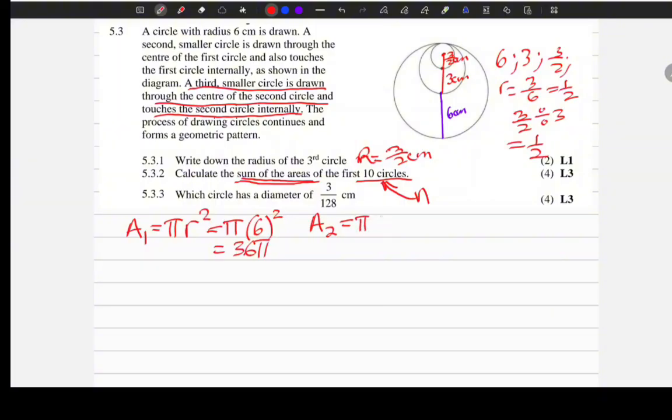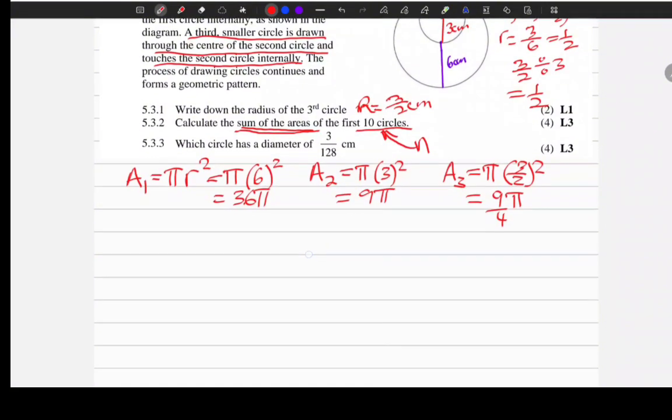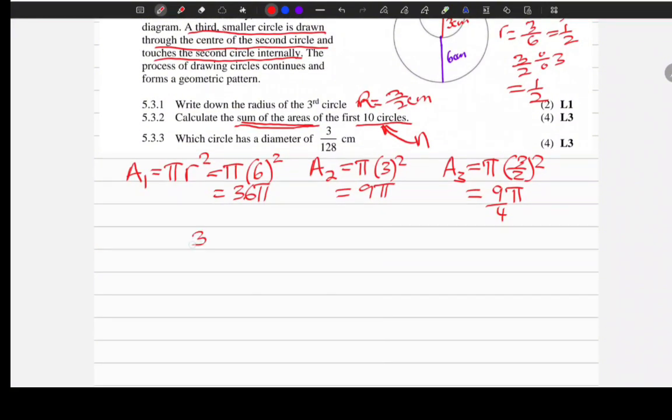And then the area of the second circle is also pi r squared. In our case, r we said is 3, so pi times 3 squared, this is 9 pi. And then area of the third circle, which is pi and 3/2 squared, I believe this is 9/4 pi. Okay, this continues. I suspect that this forms a pattern also. Could be geometric, but let's confirm that these are the first 3 terms of the pattern.